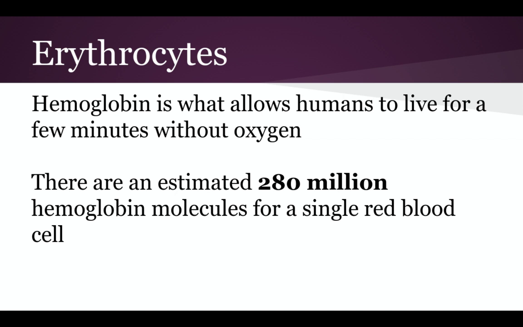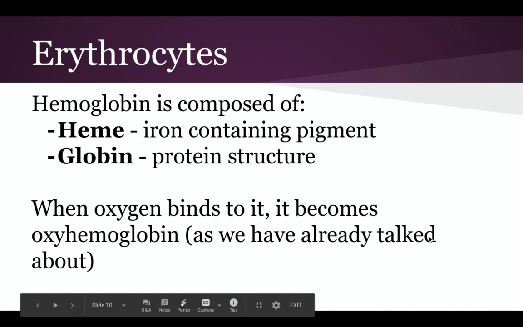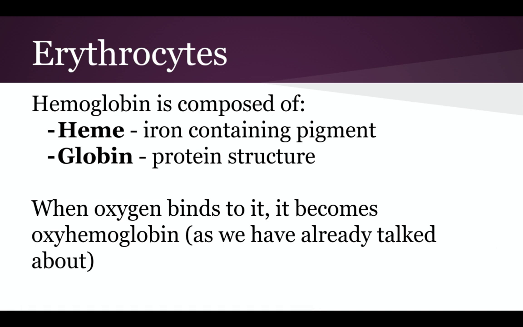Okay, there are an estimated 280 million hemoglobin molecules in a single red blood cell. So in one tiny cell, 280 million hemoglobin molecules. Hemoglobin is composed of two different parts. The heme is the iron-containing pigment, basically what the oxygen binds to, and then the globin is the protein structure that allows the oxygen in. When oxygen binds to it, it becomes oxyhemoglobin, as we've already talked about.